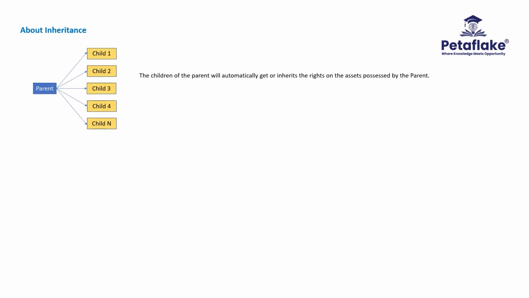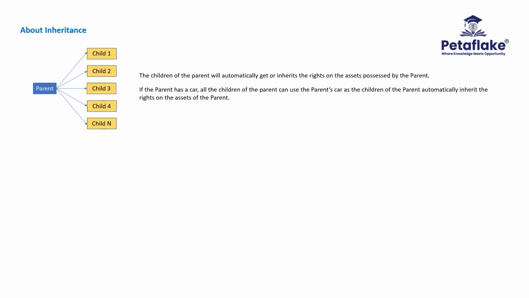Inheritance means all the assets of the parent will automatically go to their children by default. For example, if the parent has a car, all the children of the parent can use the parent's car, and the children of the parent automatically inherit the rights on the assets of the parent. The same concept is developed in object-oriented programming concepts.